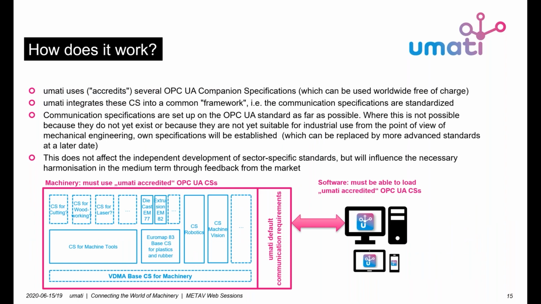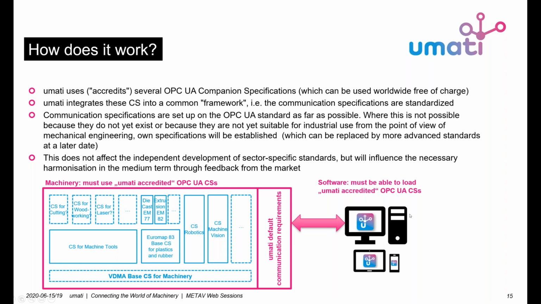You can see it a little bit in the next slide I have here. So how does the thing work? In the center there's OPC UA standardization. When you look at the little picture below, you have the VDMA base companion specification for machinery. You have individual specifications for machine tools, plastics machinery, robotics, machine vision, and so on. Then you have specialized companion specifications, for example for cutting machinery, woodworking, and laser. In the Euromap plastics machinery, you already have the different die cast and extrusion standards. So Umati wants to provide a frame that all these standards can use the same, we call them default communication requirements. We put something on top of the standards so they all communicate identically.